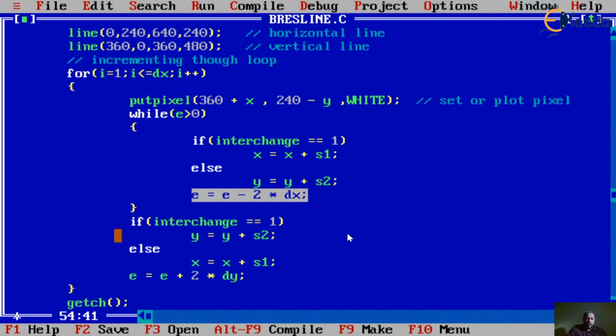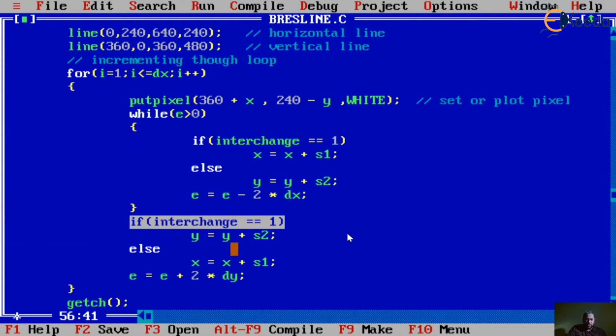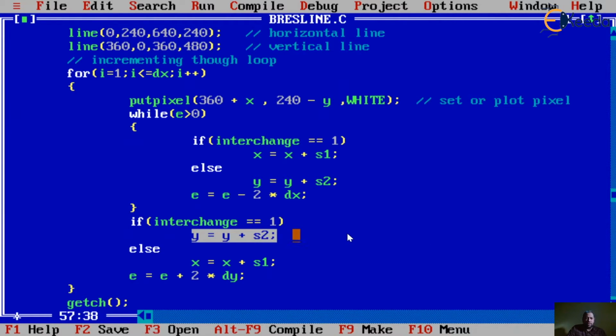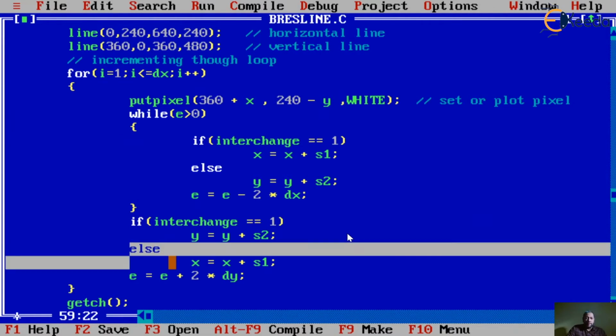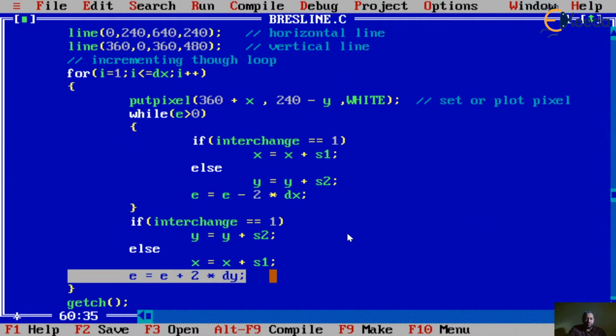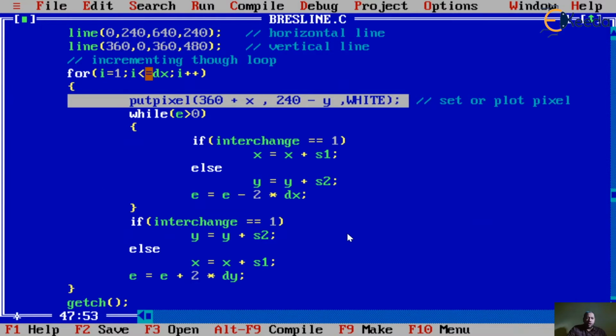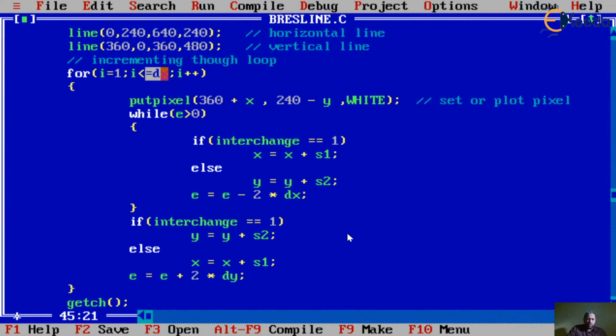So outside the while loop, I just have to check if interchange is equal to 1. Delta y is greater, y is always incremented, so y is equal to y plus s2. In else part, it indicates delta x is greater and x is equal to x plus s1, x is always incremented. And then again error term is calculated, e is equal to e plus 2 into dy. Okay, and I continue, and again I plot the next value, because here I have got the updated value of my x and y. I'm going to put the next pixel, activate the next pixel, and this continues until the value of i is less than or equal to dx.